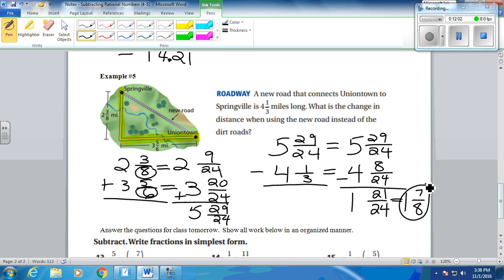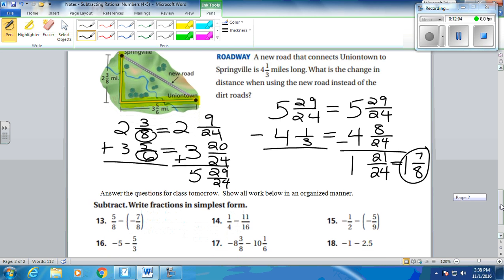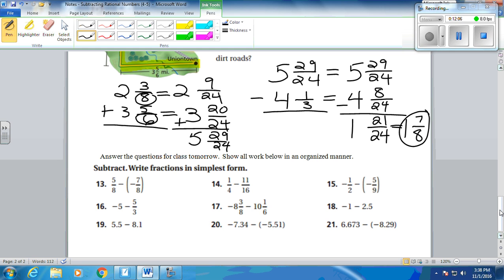So on the remaining bit of notes here, we have 9 questions. I'm asking for you to answer these following 9 questions in an organized manner, which means on a separate sheet of paper. I'd like you to go ahead, no calculators, write the questions out. I want to see the work. This will let me know who's really watching the videos and taking the time to answer these questions.